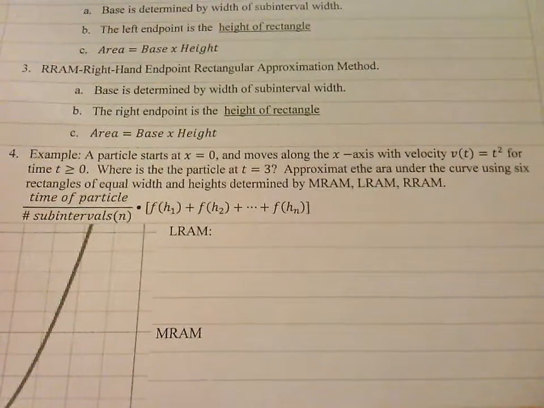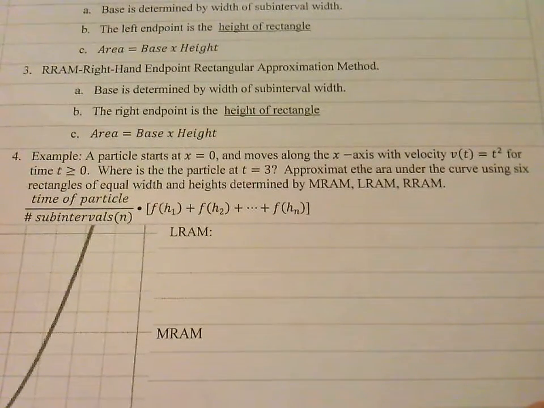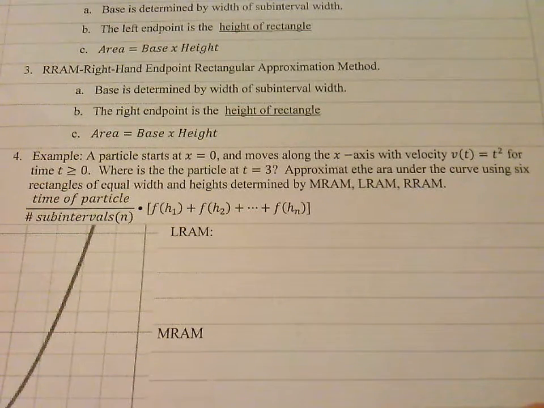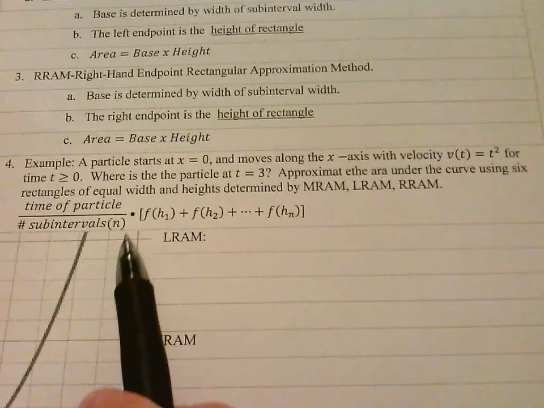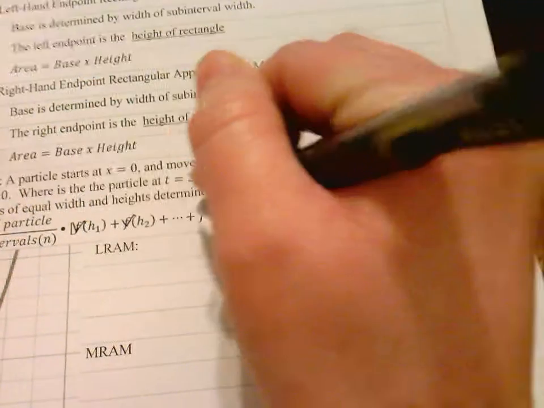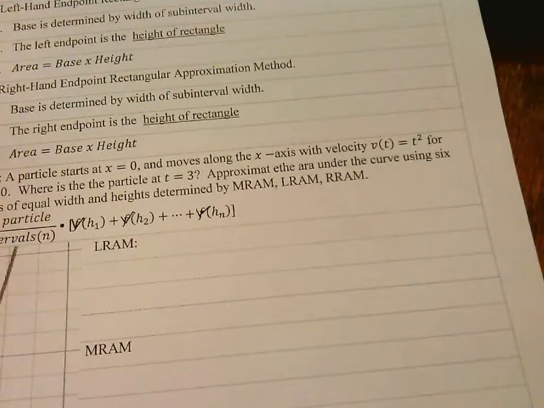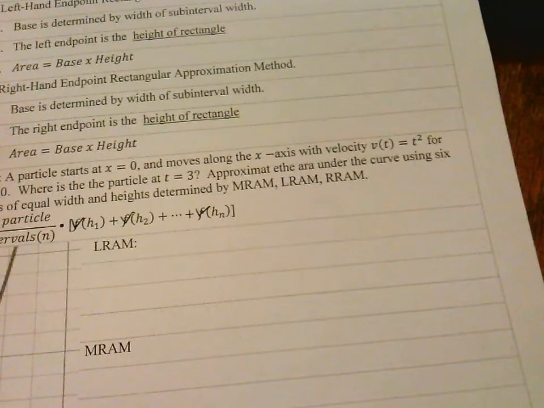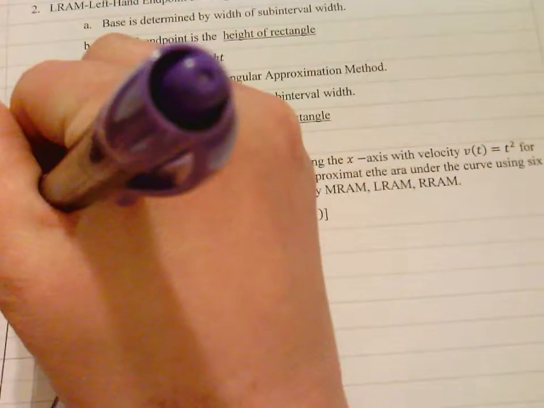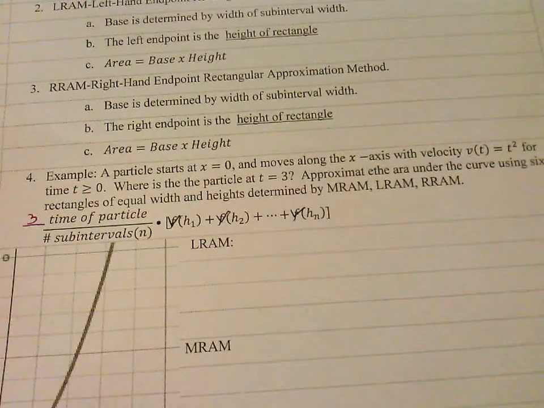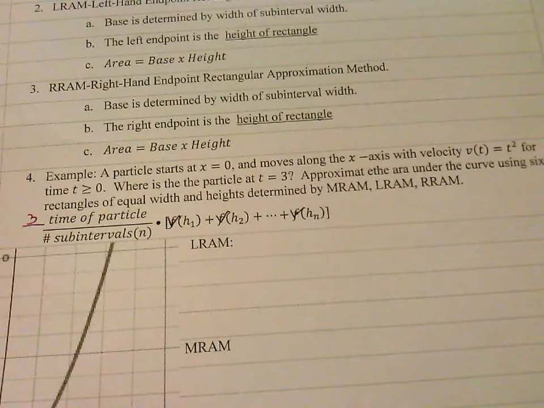A particle starts at x equals 0 and moves along the x-axis with a velocity equal to t squared. That's our function that's going to be given. If you want to, you can put v, v, v. That might be better for you. Where is the particle at time equals 3? That is our time of the particle, which is going to be 3. Approximate the area under the curve using 6 rectangles. That's your subinterval, so 6 rectangles.